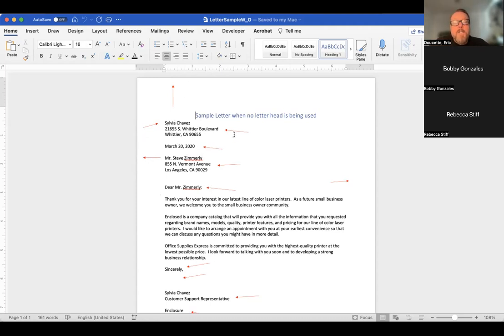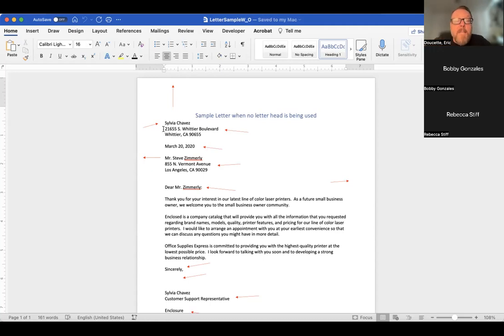The first address block is your return address block. Then the next thing, of course, is the date. Now, the date doesn't have to be spaced from the first address block. It can actually be butted up against the bottom. That's also acceptable. I personally like the address on its own, or the date on its own. But you can do either or.